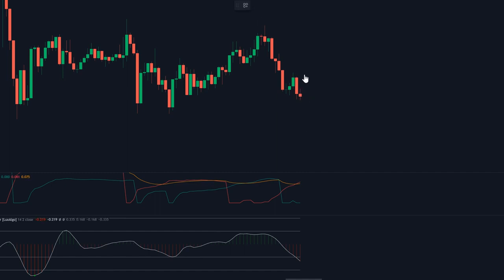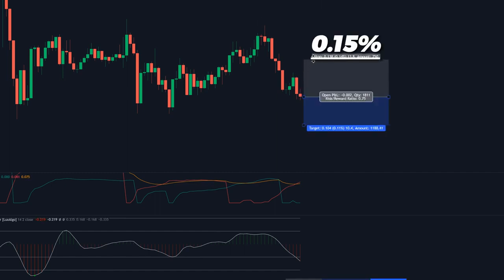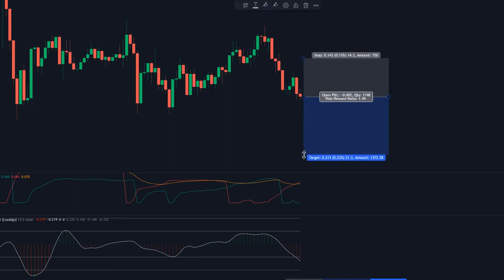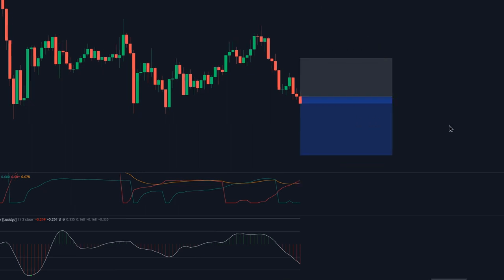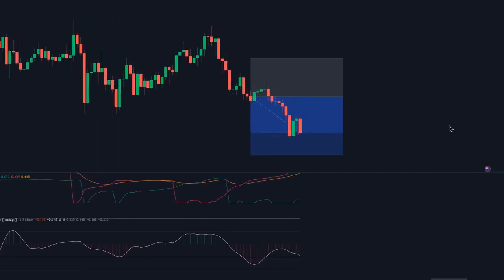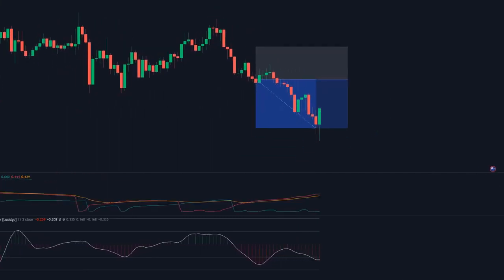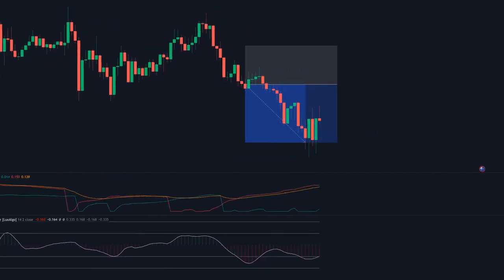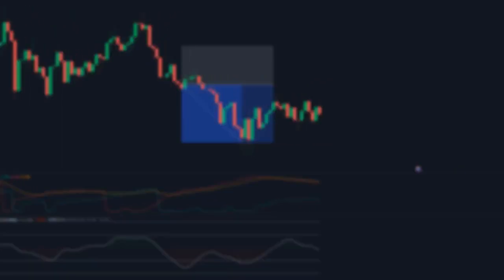We're gonna set our stop loss at a percentage value of 0.15. For the take profit, we're gonna set it at 1.5 times the risk. If we let this trade run, it hits take profit.